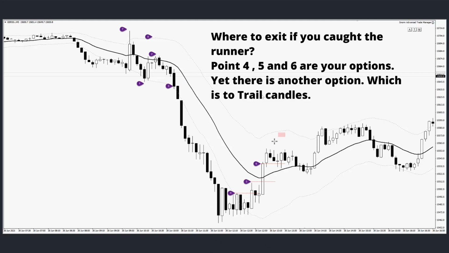And the next question is where to exit if you caught the runner. For example, if you were in there or you got back in using the trend candle, where would you exit? That's where I've marked points 4, 5, and 6. These are your options. And yet there is another option, which is to trade candles. The question will be, when do you start trading candles? I will tell you that in a bit. But before that, why number 4?